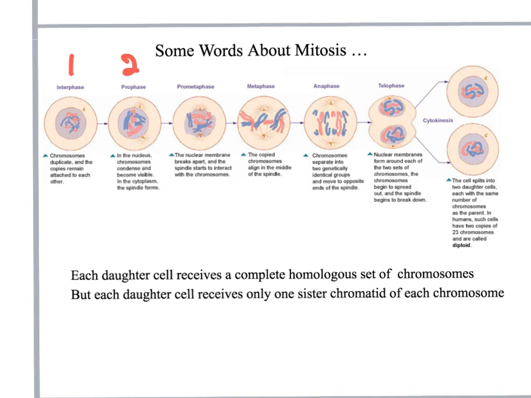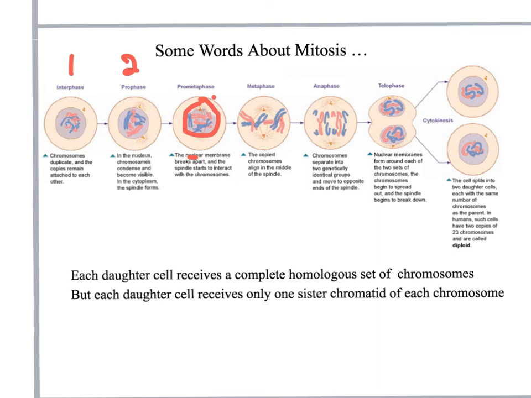So it's the second mitotic phase, which is prophase. And then here's your prometaphase, and that's where the nuclear membrane is actually breaking apart. It's not the cell membrane that's breaking, it's the nuclear membrane that's breaking. So that's a key difference. You want to remember that the nuclear membrane breaks apart in prometaphase.